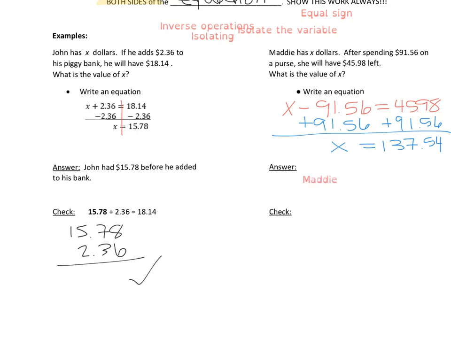Maddie started with $137.54. Okay. And then to check that, we go back and say 137.54 minus 91.56. This is coming back to the original problem, just plugging in the x, and you would show me that that is equal to 45.98.